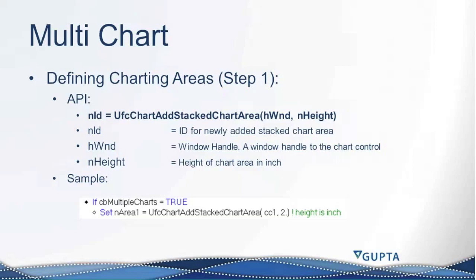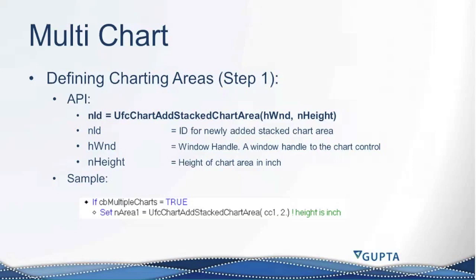So the parameter list is pretty simple. You have to pass the window handle for the chart control, and you have to define a height of this new area inside this chart control. At this point, the height is in inches. So to define a new charting area or painting area in your chart control, you can use set an area 1. So this is the index of this area. UFC chart add stacked chart area for the charting control 1 and 2.0 or 2.1. Then you get a new drawing area inside this charting control. This is the first step what you have to do.